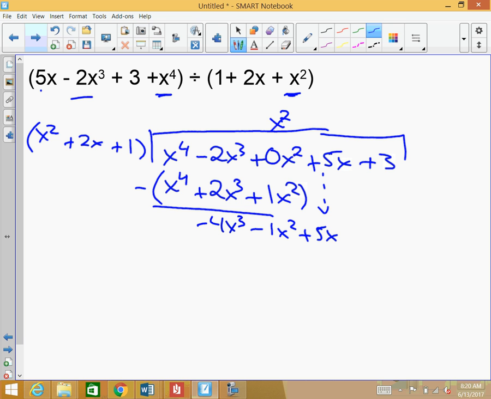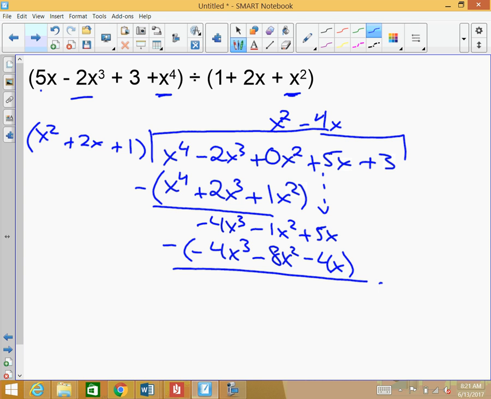And so now I got a new trinomial term. So x squared and negative 4x cubed, well, I'll have to multiply that by negative 4x. So now I get negative 4x cubed. 2x times negative 4x is negative 8x squared. And 1 times negative 4 is negative 4x. Subtract both sides here. So negative 4x cubed, 0. Negative 1 minus negative 8 is actually going to give me positive 7x squared. 5x minus negative 4x gives me plus 9x. Again, bring down the 3.